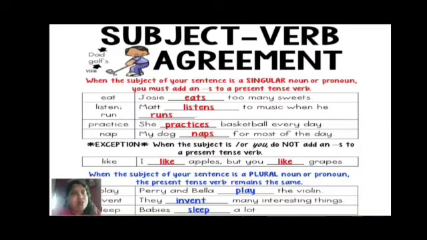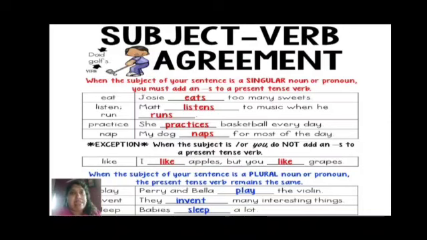Let's see what is going to be the verb. Golf is the verb, because he is going to play the golf game. Golf can also be a noun, but here we are going to use it as a verb. Now see, when the subject of your sentence is a singular noun or pronoun, you must add an S to a present tense verb.